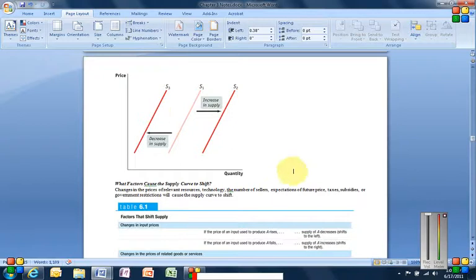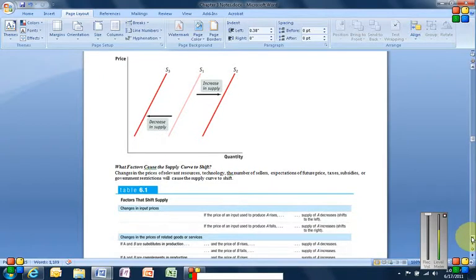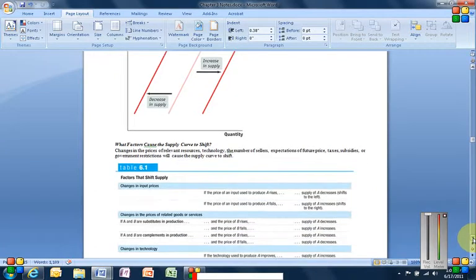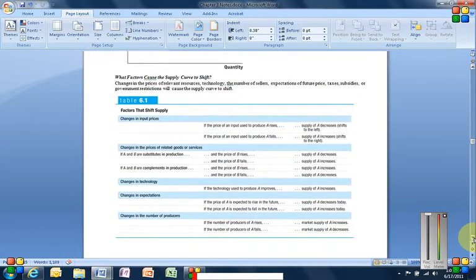But what factors cause the supply curve to shift? There's a host of factors, just like we had with demand, that could cause an increase in supply or a decrease in supply. If you're thinking like a seller, which you should when we're thinking about supply, one way that it might help to visualize these changes is to think of good news, bad news a lot of the time. So what are the factors? Changes in the price of relevant resources, changes in technology, the number of sellers, expectations of future price, taxes, subsidies, or government restrictions could also cause the supply curve to shift.